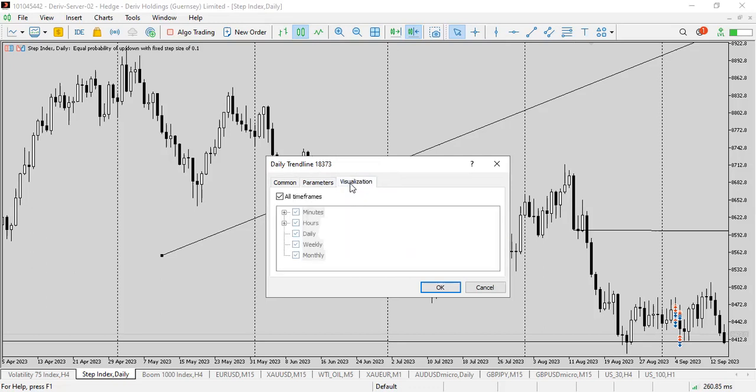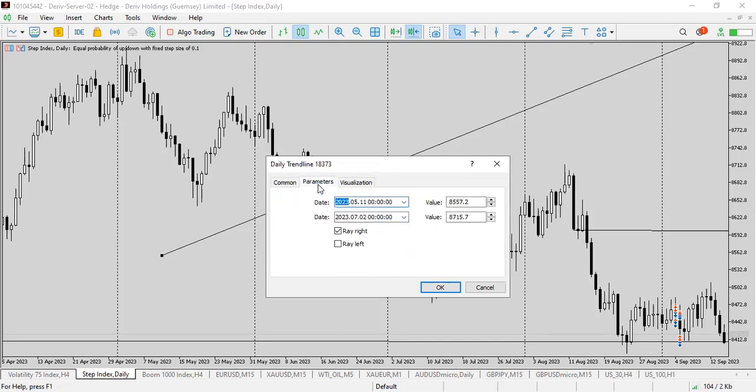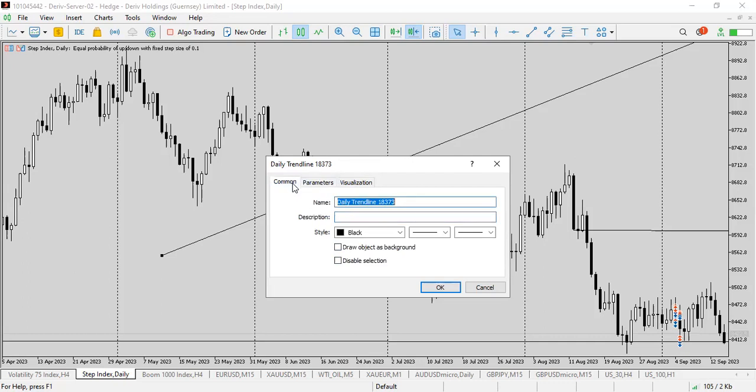Then what else? That's all. Apply to all time frames. You may choose that. Because if you choose this ray left, it will extend and give confusion. Choose only ray right, please. Here, you are not to choose anything. Leave it empty.